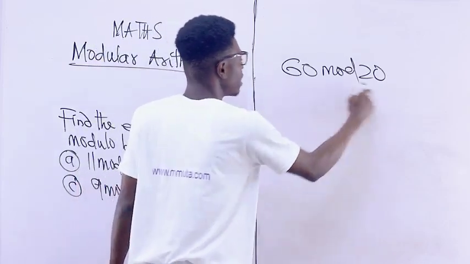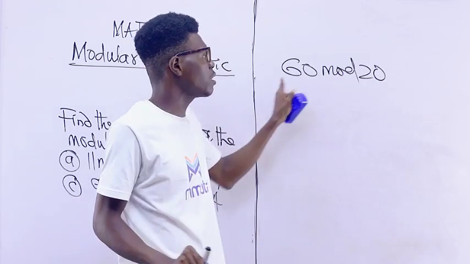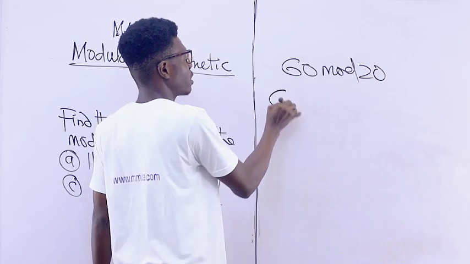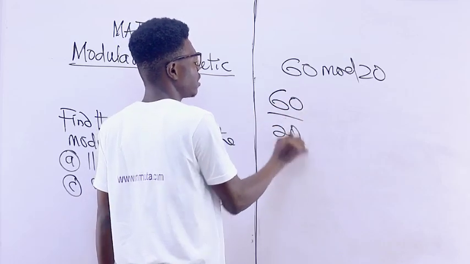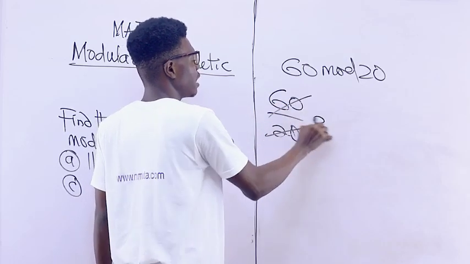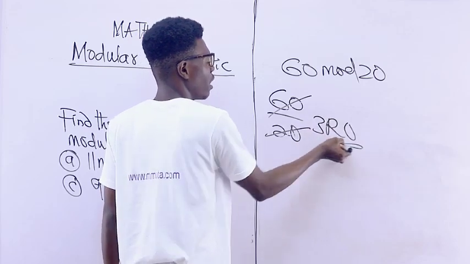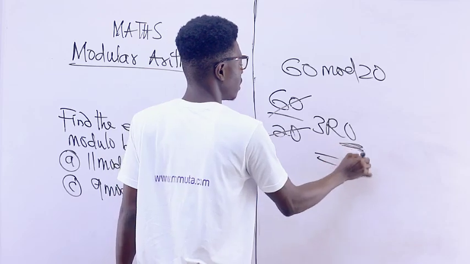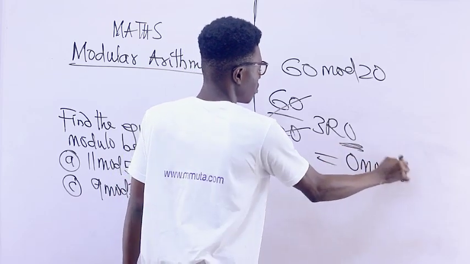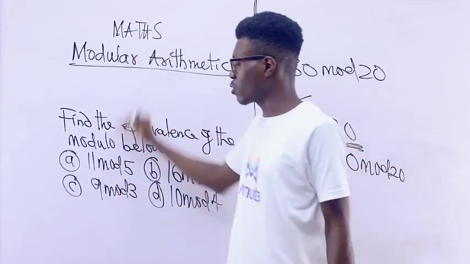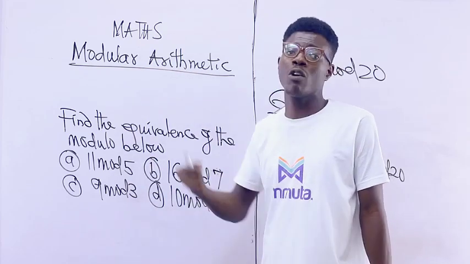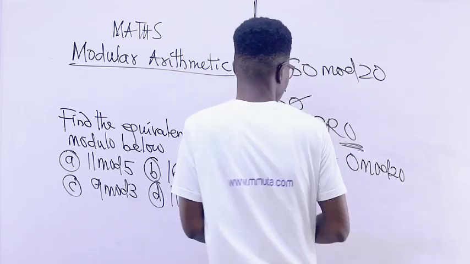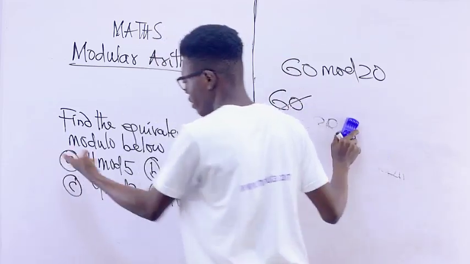So if we reduce this to the simplest form, that is 60 mod 20, we are going to have 60 divided by 20. Of course, this is going to give us 3 remainder 0. Remember that we are picking the remainder only. So this automatically becomes 0 mod 20. So if we further break all this down, you are going to see applications of modular arithmetic. Alright, so let us solve this first one.